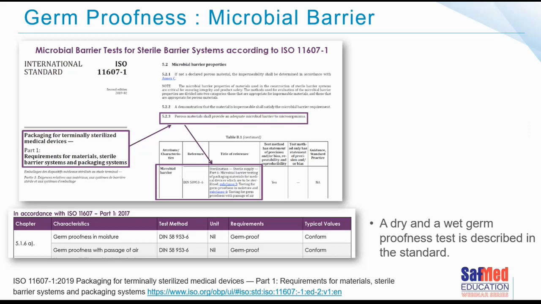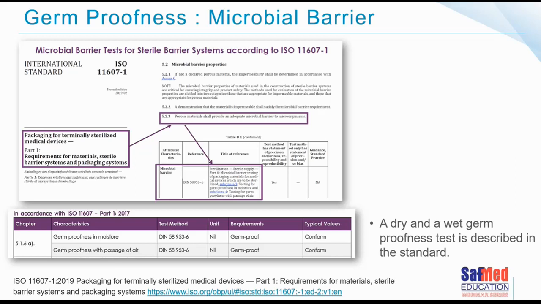ISO 11607 states that a sterile barrier system needs to provide adequate microbial barrier to microorganisms. In this case, we're referring to the material itself being able to prevent the ingress of microorganisms. The test method that is performed to measure this is called the Germ Proofness test. Now, there are two versions of it. There is a wet test and there is a dry test.